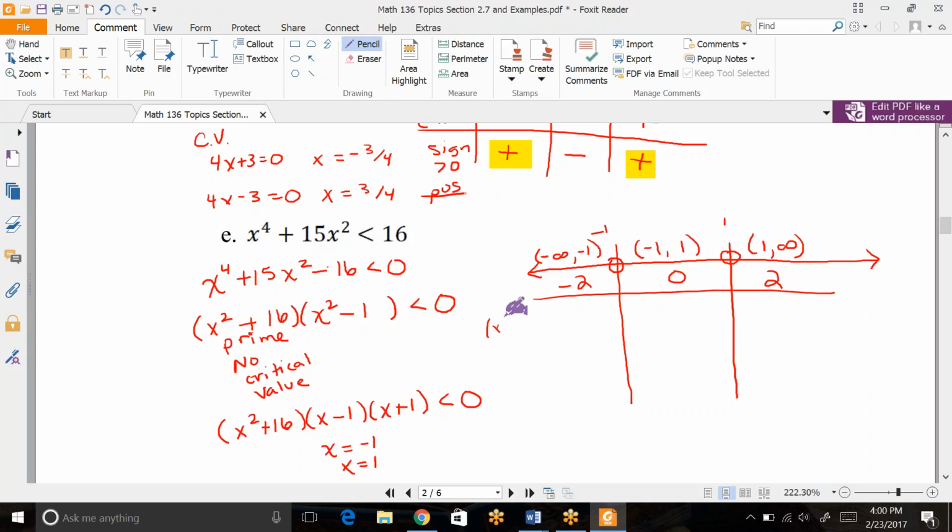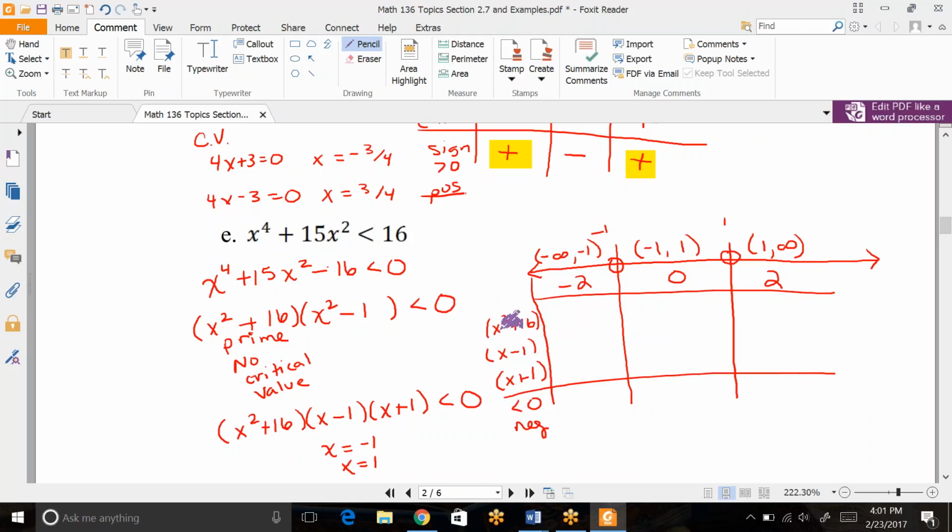And when I go to write my factors, I do include the x squared plus 16. It doesn't really affect anything because when you plug anything into this and you square it and then you add 16, it's going to stay positive, but it's good to not leave factors out because what if it was a negative and then you would get the wrong answer. So this would be less than 0, which means we are looking for negatives.